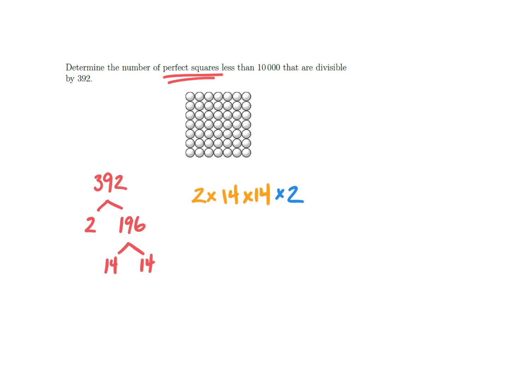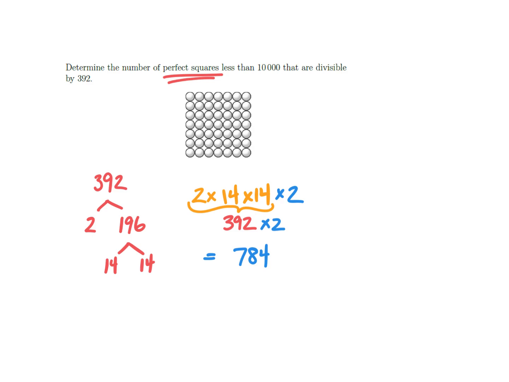So if I calculate that new value, I'm going to take 392, that's what that orange was, and I'm going to double it. And that gives me a value of 784. Okay, I know now that if I divide by 784, I'm dividing by a perfect square. 784 is a perfect square.